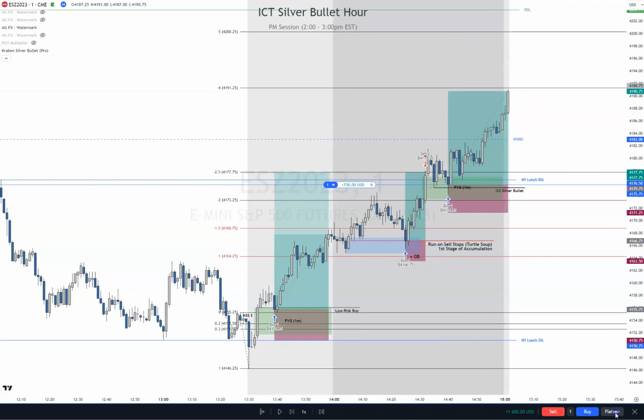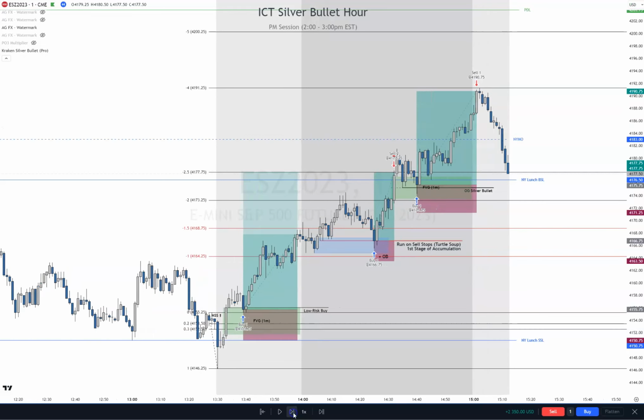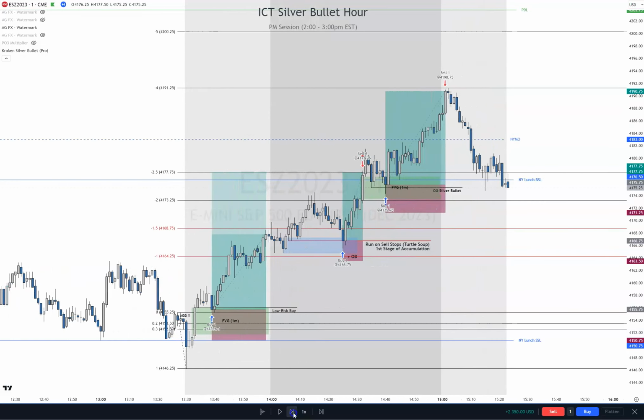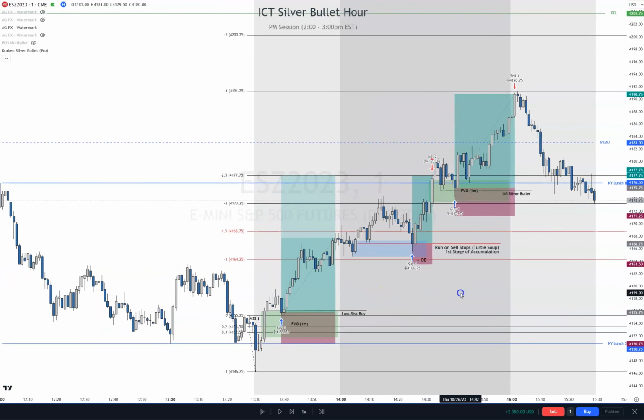All right, so we'll flatten it there. Let's just see if we get the 4. We do, right to the tick right there. And then look, it starts coming down. Okay, look how accurate that projection is, to the tick. The high of this right over here, look at the high. 4191.25. That I would say is your OG silver bullet.